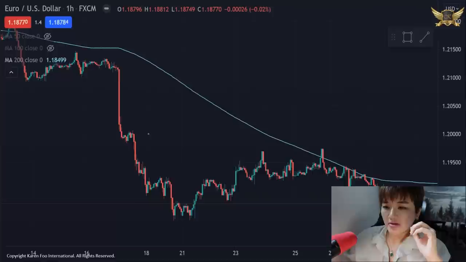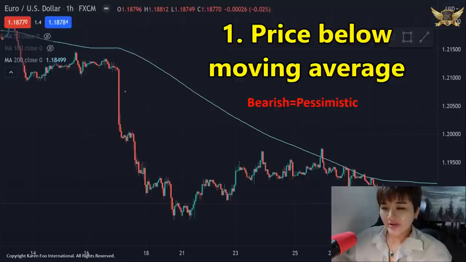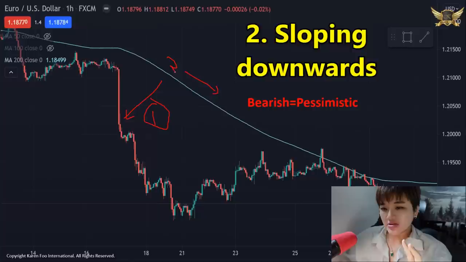Then for a sell trade, just flip it around. Make sure that, first thing first, the price is below your moving average, okay? Step number one, done. Step number two, remember the slope. You want the slope to be going downwards, so step number two criteria is fulfilled.